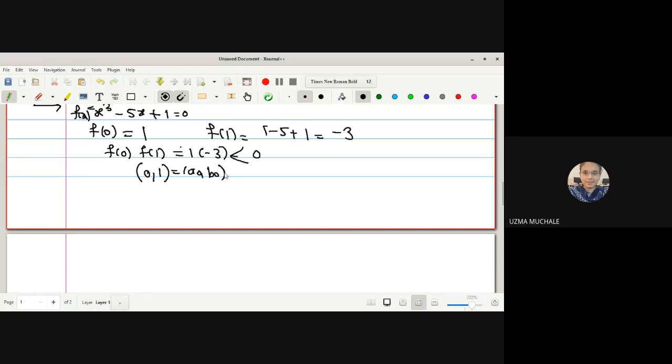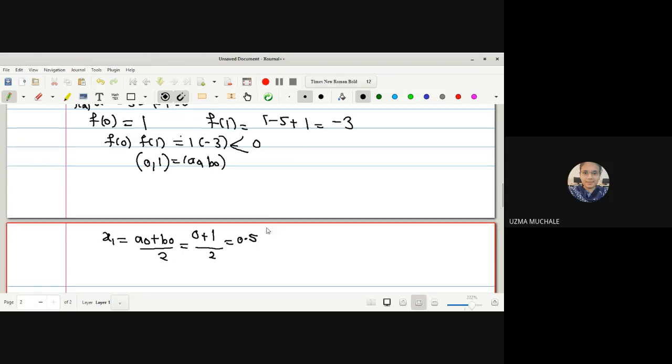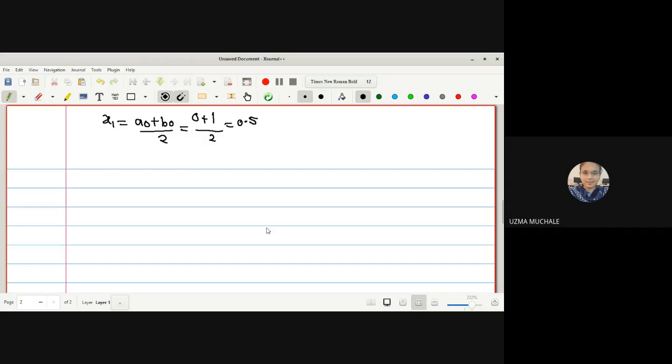Okay. Now what is the next step? If you remember, we have to find out the bisection. x1 is equal to a0 plus b0 divided by 2. So what is the value of a0? It is 0, b0 is 1. We get the value 0.5. Okay, so now we have to find out the value of f of x1, right?